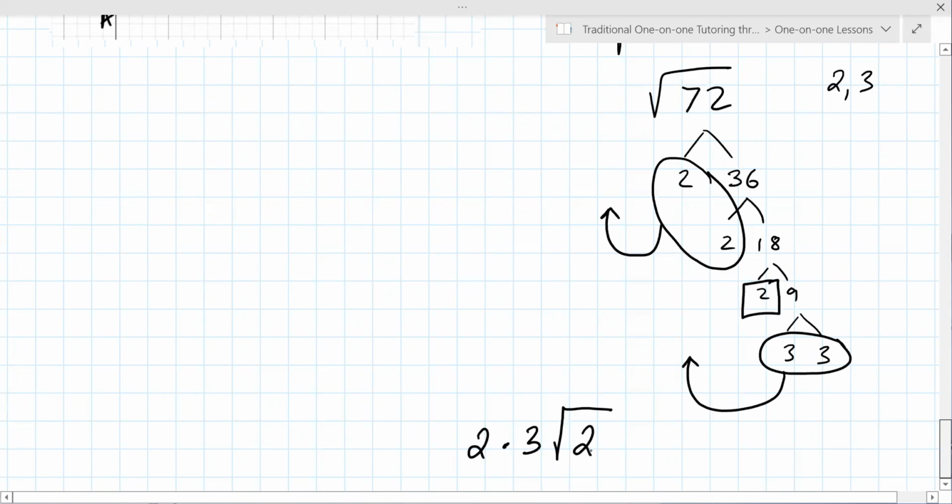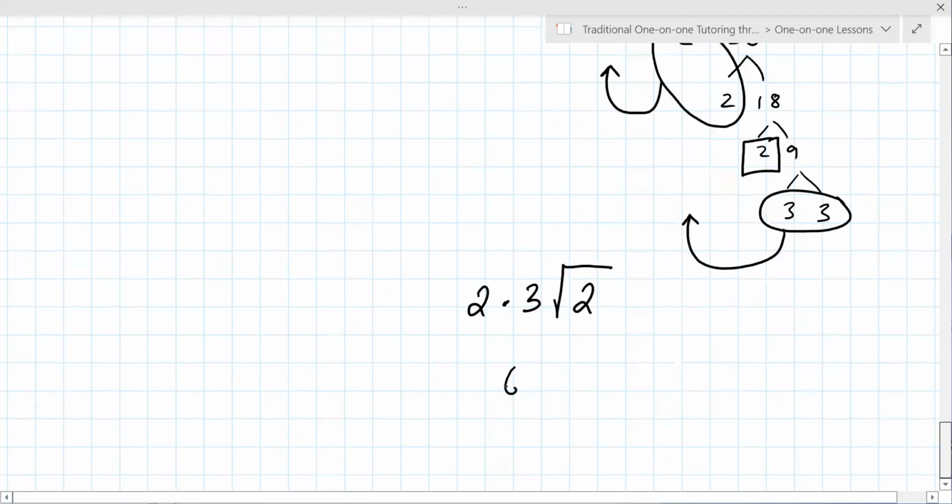Okay. So now 2 times 3 is 6, square root 2. So 6 square root 2. Yes, that's perfect.